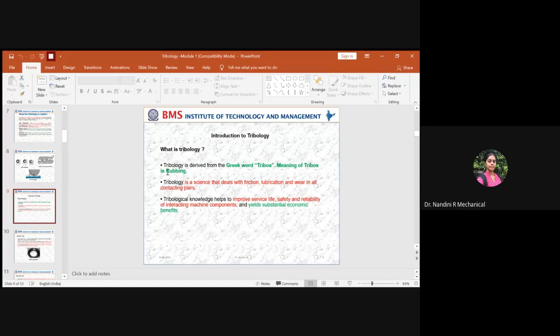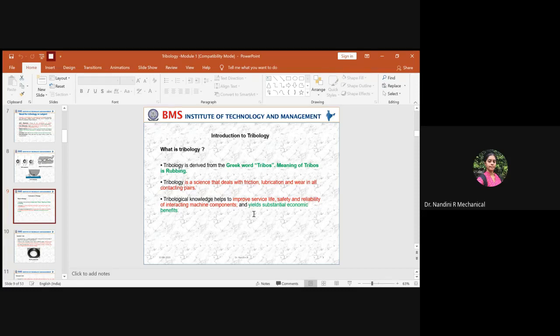So tribology, I have told you that it was derived from the Greek word tribo, which means rubbing. This subject helps in dealing with all the aspects of tribology, which are friction, lubrication, and wear, when a contacting system comes into the picture. If you understand tribological knowledge in depth, it improves the service life of any component, the safety, and the reliability of any interactive machine component. And finally, it helps in substantial economic benefits related to those products.